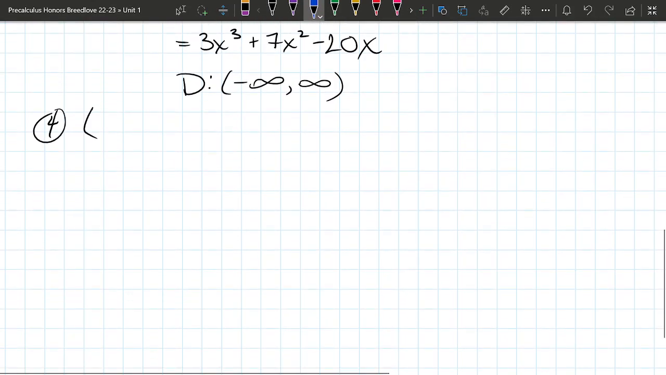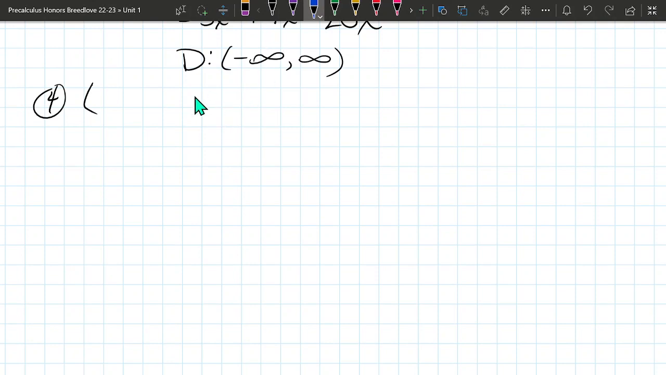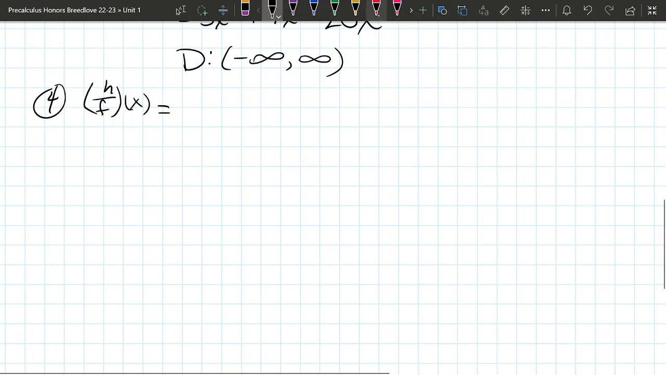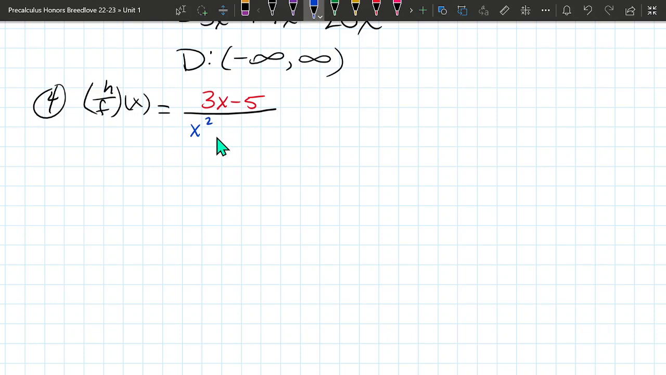All right, so then on the quotient, we're going to do h over f. So h over f of x. The h function is on top. So that's 3x minus 5. And that's over the f function of x squared plus 4x. So again, it's still f and h. Neither one of those has a domain restriction on its own. However, as a quotient, we can't have 0 in the denominator. So that becomes the domain restriction here.